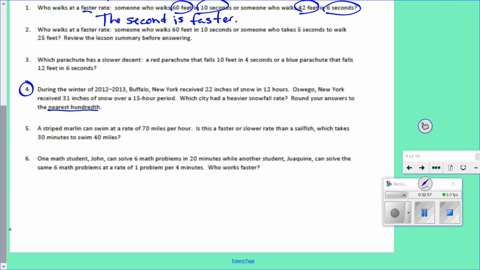The other little twist they throw is on number 5, minutes and hours. So, easy conversion, 30 minutes is half of an hour, or 70 miles is 60 minutes. Personally, I would probably go to the half hour. Makes it easier. Okay? None of the rest of these are difficult. Turn the page.